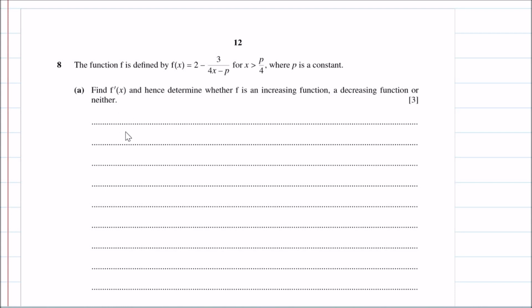We have f(x) equal to 2 minus, that becomes 3 times (4x minus p). I'll take it from the denominator to the numerator. Power becomes negative 1, right?